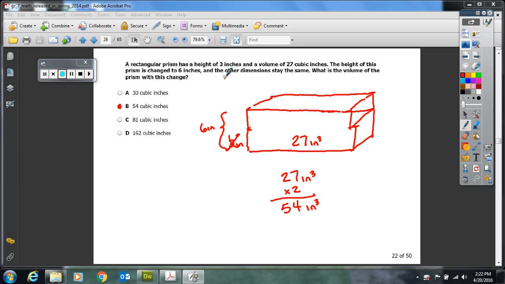So the key in a question like this is definitely read the question carefully and certainly draw a picture so you can visualize what's happening to your, in this case, rectangular prism. So you can literally see the size of this thing, and it's much easier to look at it now to see the size of this thing, where it started and where it ends up.